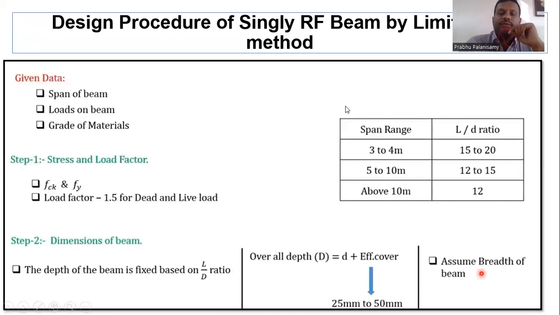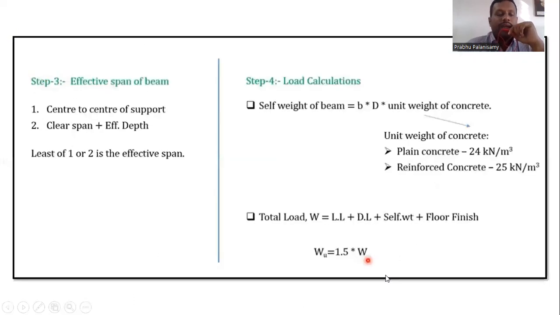So this is a design procedure for a limit state method of a beam. First, we would like to find the data that will be given in your problem: the span of the beam, load, and the grade of the beam. Based on which we can identify the span to depth ratio, and dimensions can be identified based on this ratio, and the effective depth and breadth can be assumed.